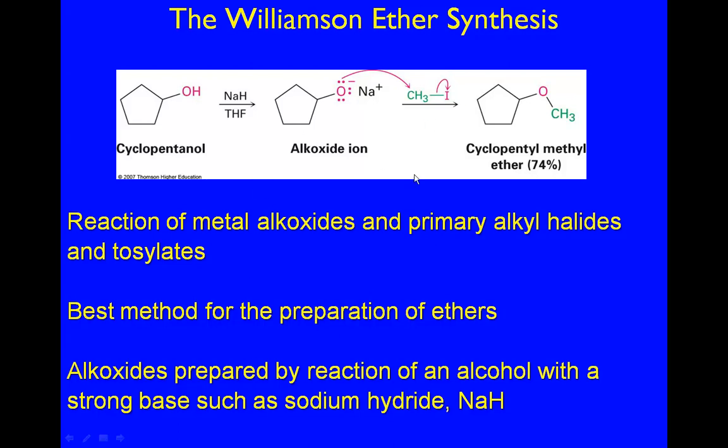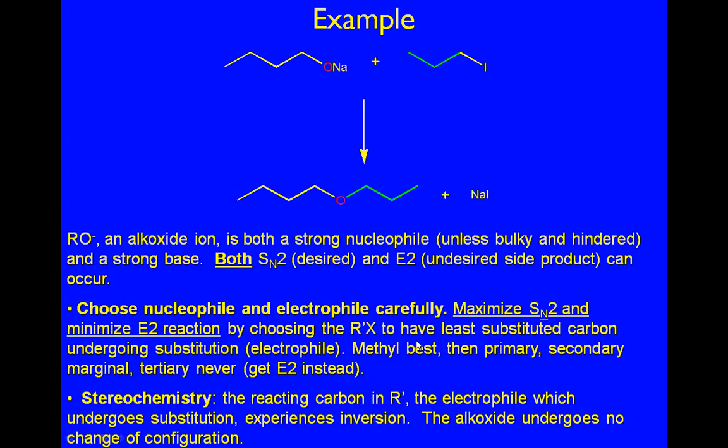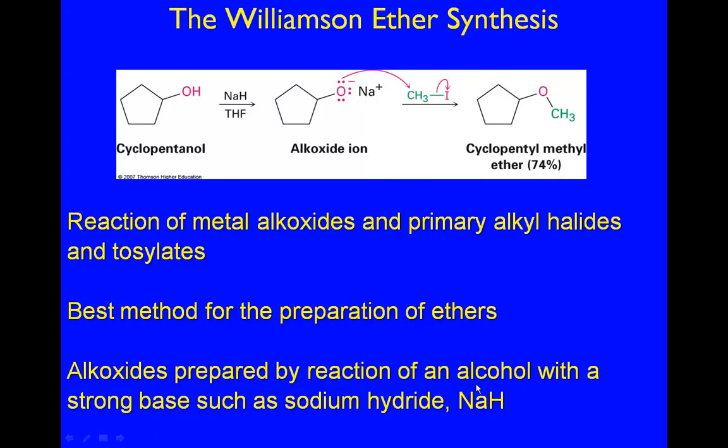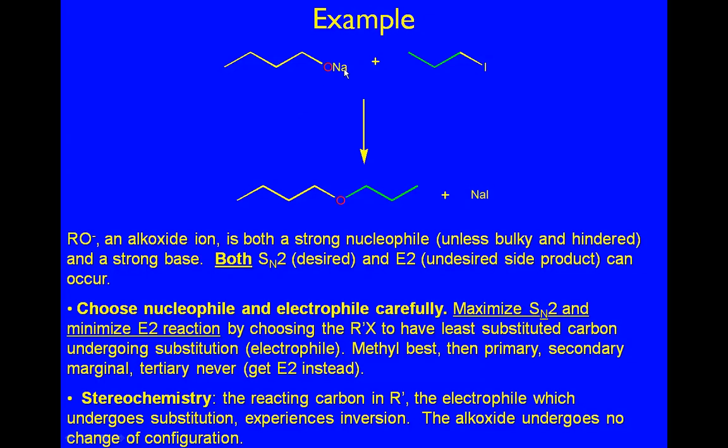This is good for acid sensitive substrates as well, where acids cannot be used. This is because this uses base, so it's kind of complementary to the other method. Alkoxides are normally prepared from an alcohol using sodium hydride or sodium metal, right? So for example, you have an alkoxide here.